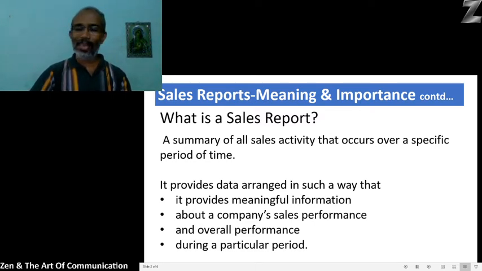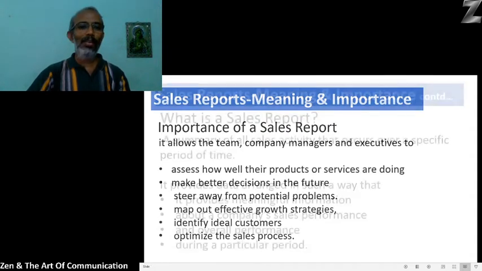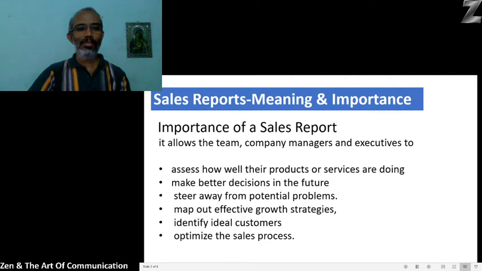And the last is, as we specified earlier, all this data which is present in a sales report will always pertain to a particular period of time. The period of time, as we discussed earlier, can be a day to a year. The entire data in a sales report will always relate to a particular period of time. Now let us try to understand the importance of a sales report. Why is a sales report important? There are some 6 points here. Let us try to understand all these one by one.